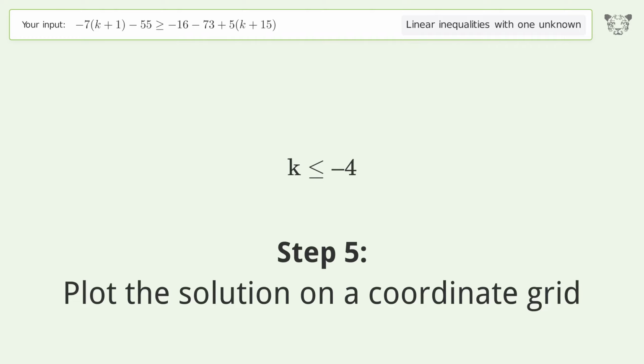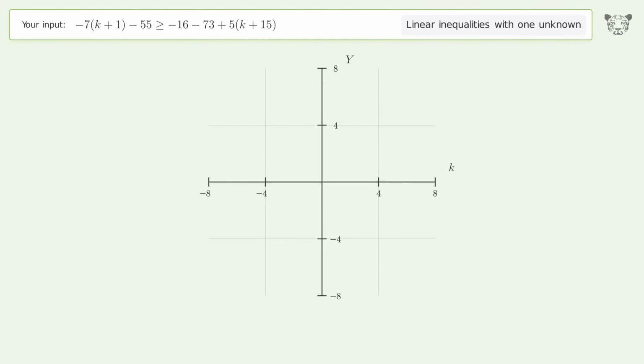Plot the solution on a coordinate grid. And so the final result is k equal or smaller than -4.